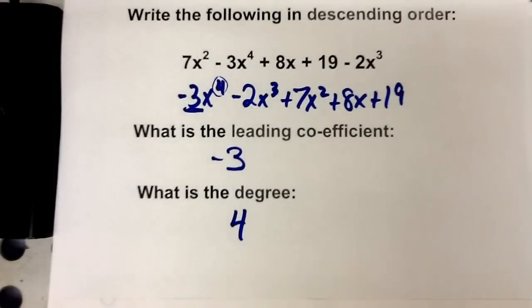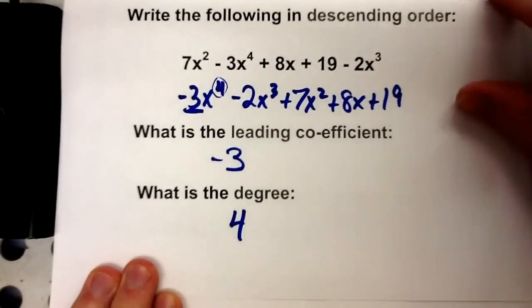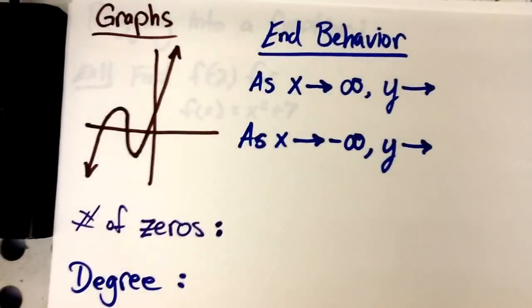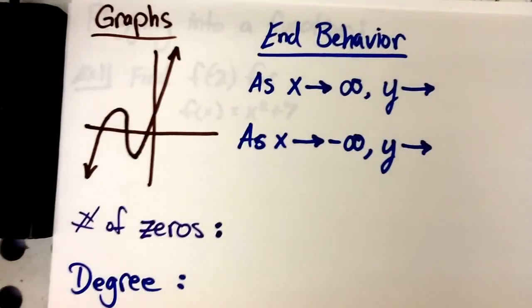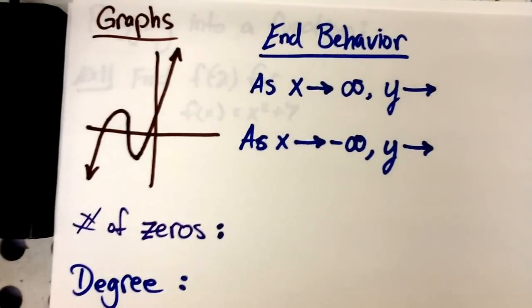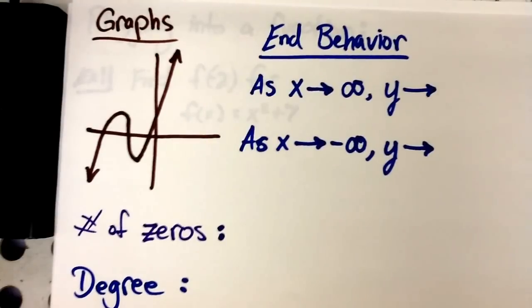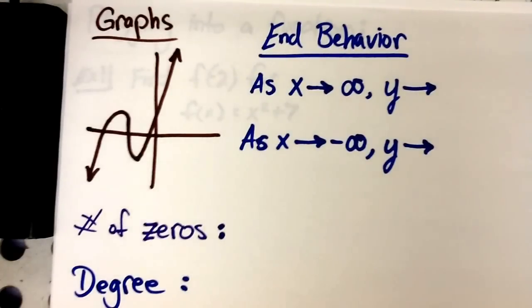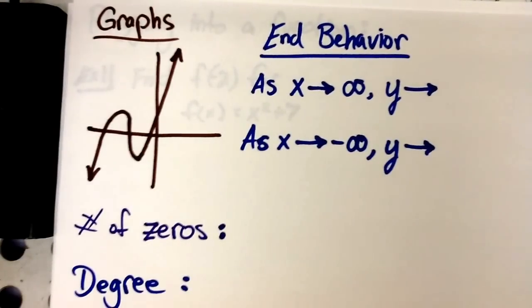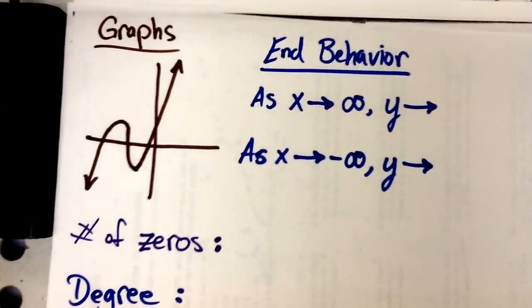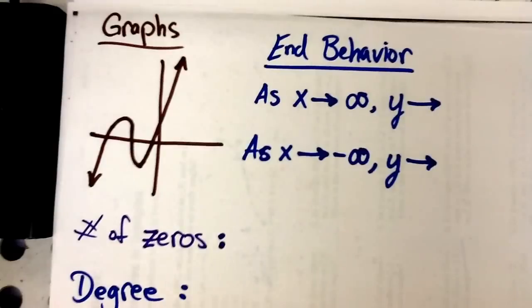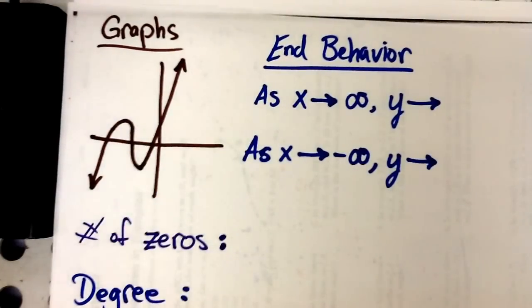Okay, now all this stuff's going to have a part in the rest of the chapter, so get familiar with these terms. All right, first thing, graphs. Just a random graph here. We need to talk about a couple things: end behavior, the number of zeros, and the degree that we've also already kind of mentioned. So if I have just this graph, I'm not going to give a function for it. It really doesn't matter. Just looking at this graph, this shape.